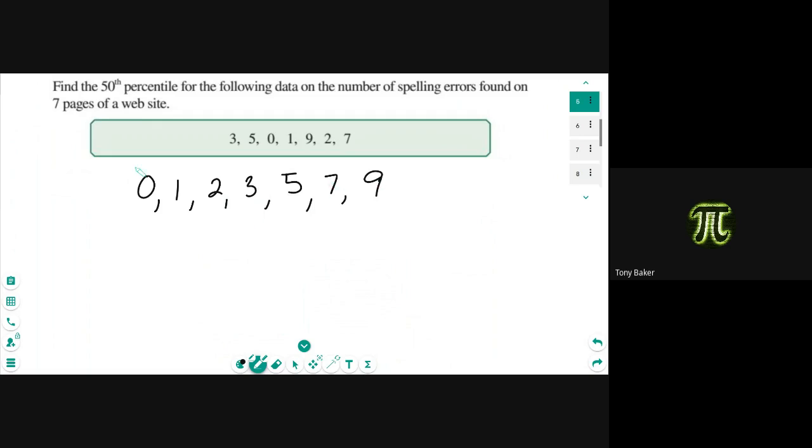So I have how many numbers? 7. So that's n, and I'm multiplying it by the 50th percentile, which would be 0.50, which gives me what? 3.5. Is that an integer? No, so I round up. So that goes to 4. So I'm going to take the fourth number. 1, 2, 3, 4. And 3 is the 50th percentile.